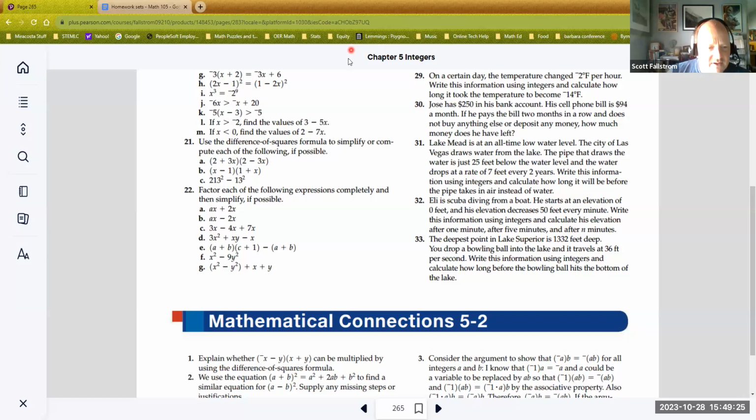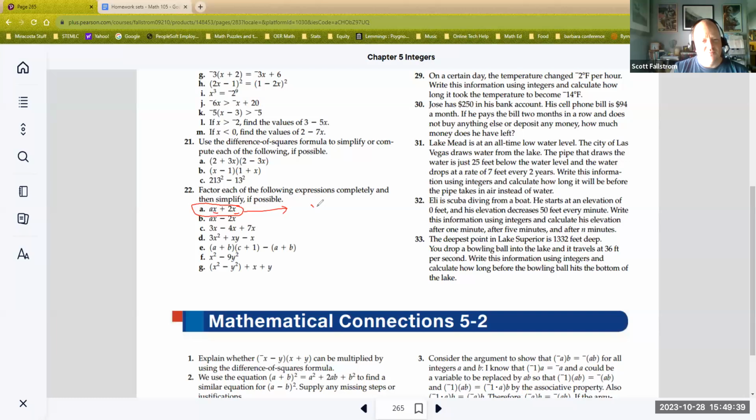So let's see, is there anything here? I guess maybe I can do one of these along the way, like a 22. So again, when it says factor completely, they are saying factor until there's nothing else possible that you could factor except the number 1. So here these have an x in common. You could bring the x out in front and that would leave behind a plus 2. And that would be completely factored because a and 2 do not have anything in common.